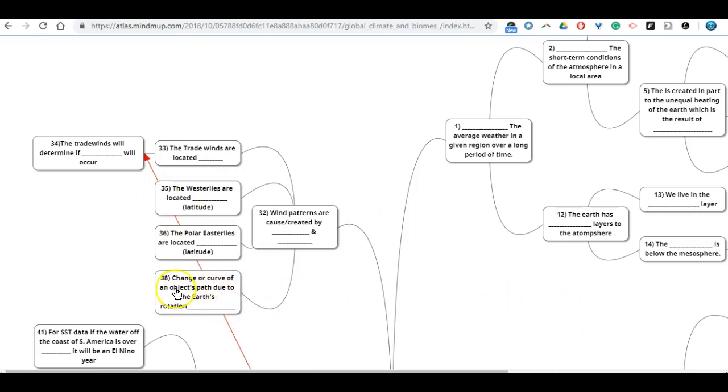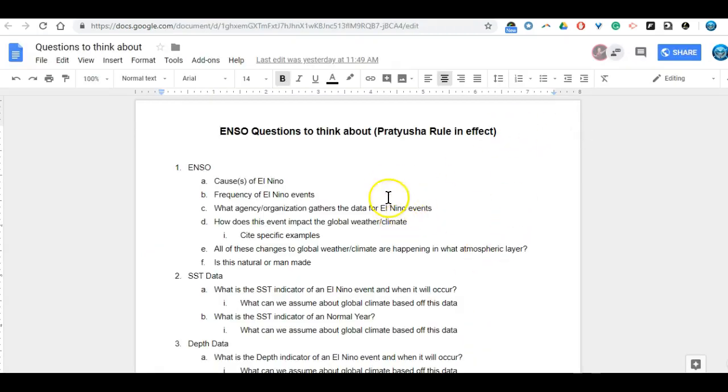So going back to this part, the Coriolis effect is just that change or curve in an object's path due to the Earth's rotation. We watched a video where they were on this weird spinning thing, they threw the ball, and the ball moves straight, it just looks like it's curving. And going back to this last one, again, the trade winds are what's going to determine whether or not an El Niño will occur.